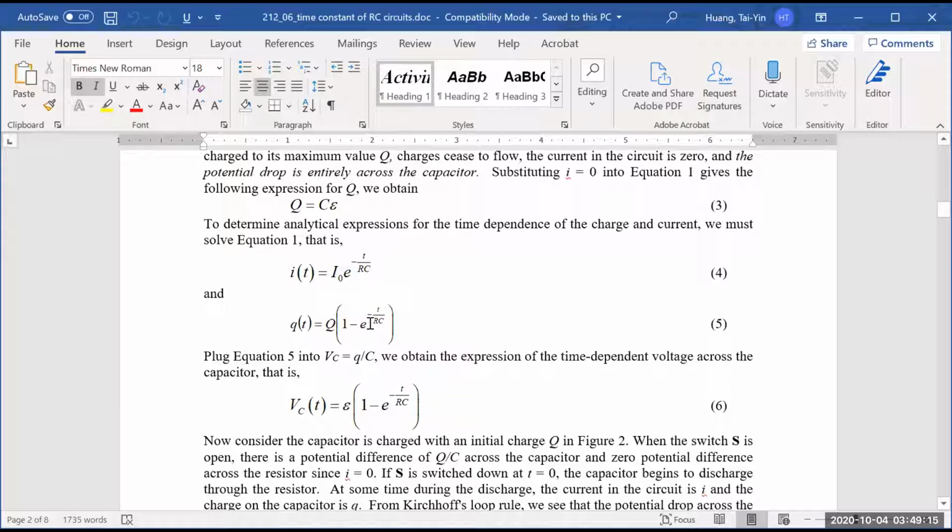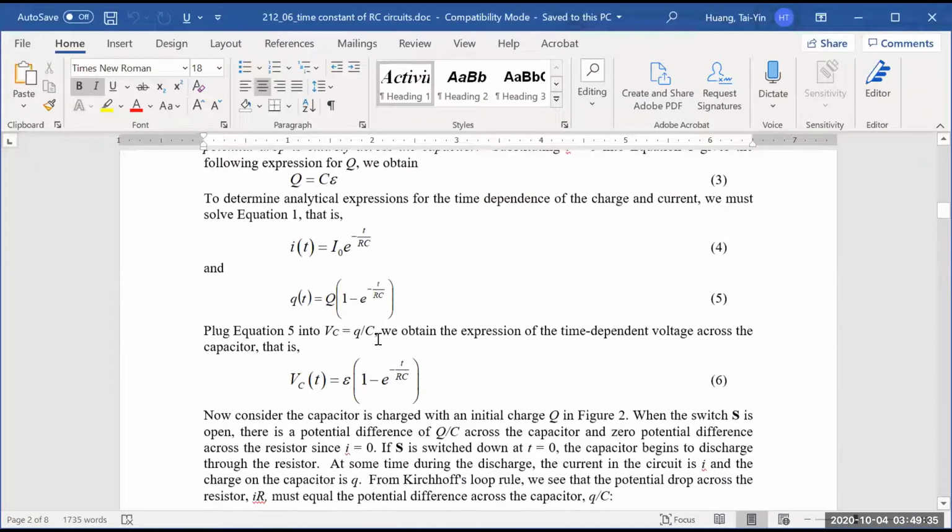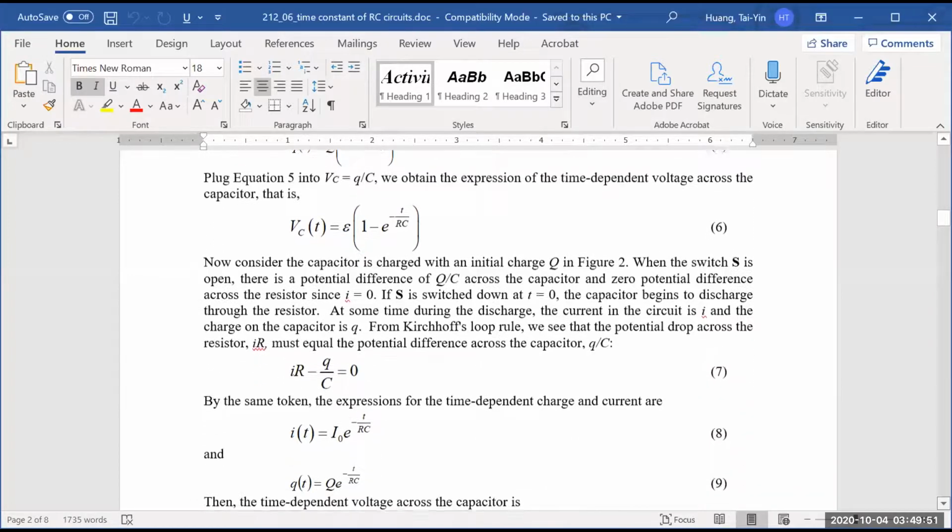And we can also look at the behavior of the charge and the voltage. So when t equals zero, you can see that there's no charge on the capacitor, and that makes sense during the charging process. And when t approaches infinity, you can see that the charge on the capacitor is equal to the maximum charge Q. And likewise, for the voltage across the capacitor, initially there's no voltage across the capacitor, but once it's fully charged, it becomes the maximum voltage that the capacitor can have. So this is during the charging process.